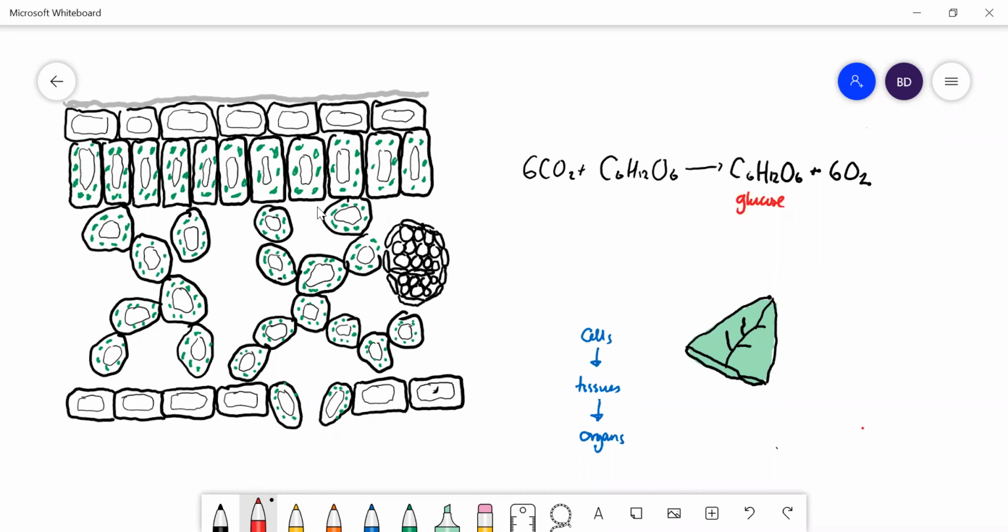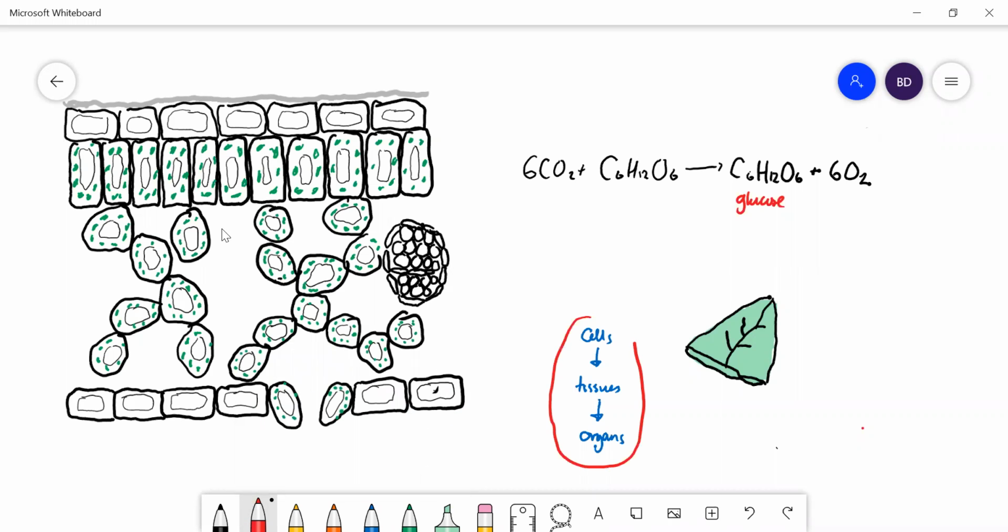In this video, we're going to look at the structure and function of the leaf and relate its structure to its function. Okay, now the leaf is an organ, and it's the main organ of photosynthesis. And we're going to look at it from this point of view.